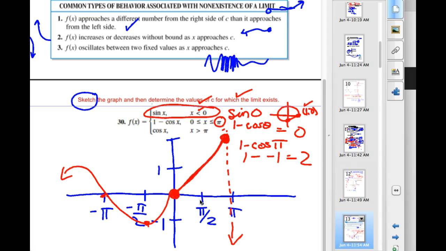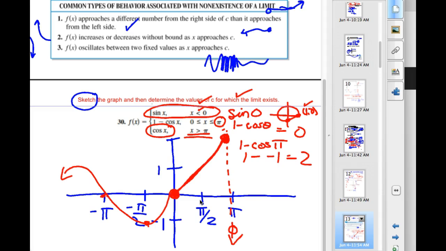And beyond that, I'm going to do the cosine wave when x is greater than pi, but I need to see what happens at pi. Again, we go to the fence. Cosine pi is -1. So I'm going to have an open dot there, and then I do the cosine wave.